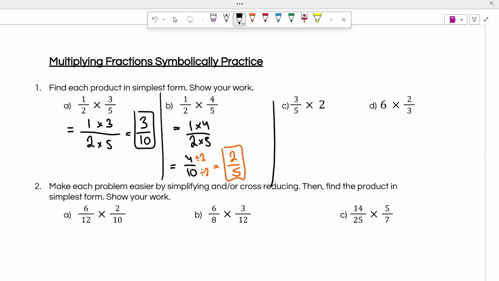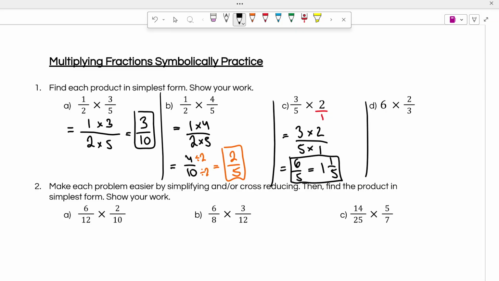In the third question, when we're multiplying with a whole number, we want to remember that any whole number can be written as itself over 1, and then we can continue to use our same strategy. So we're going to do top 3 times top 2 over bottom 5 times bottom 1. 3 times 2 is 6, and 5 times 1 is 5. Now 6/5 is fine here. If you want to convert that to a mixed number and say 1 and 1/5, that is okay as well.